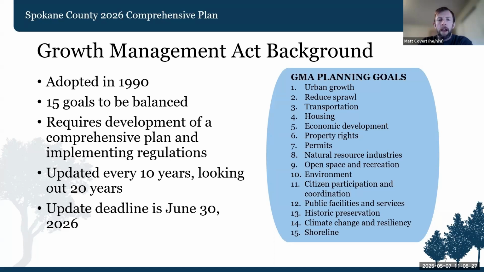So just as a background to the Growth Management Act, Spokane County and all the cities within the county are fully planning jurisdictions under the Growth Management Act. That's a law that was adopted in 1990 and has been amended many, many times since, that seeks to guide growth and development and protect agricultural and natural resource lands. Those were the original pillars of the legislation, but additional goals and related requirements have been added over time. There are now 15 goals, which are listed here on the right-hand side of the screen.